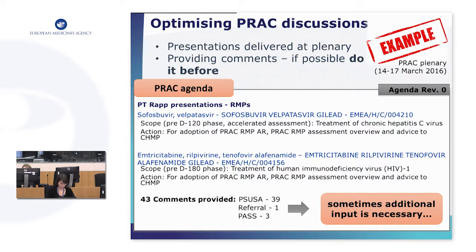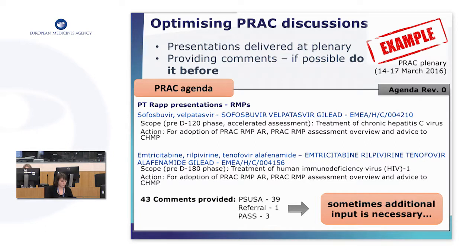And during the meeting, we need to consider not only our presentations. In Portugal, most of the time the presentations are made by the PRAC member and by the PRAC delegates, but it's important to help them whenever it's necessary. That is why it's also important to prepare them for the other procedures that are going to be discussed. And so that is why we try to provide the comments as soon as possible, and we do it before the meeting whenever it's possible.